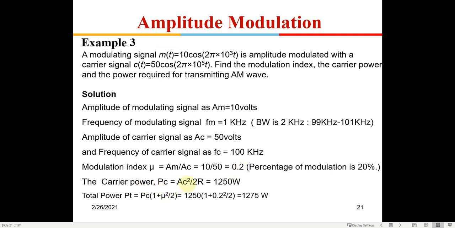The carrier power is Ac square by 2R. The amplitude is 50, and the RMS value is 50 by root 2, so the square of 50 by root 2 gives you Ac square by 2. Then R we generally take as 1, so you get the power. Once you have that, the total power is Pc into 1 plus mu square by 2. Mu is another term which we keep using for modulation index. It is m square or mu square or K square; different textbooks use different notation. Mu is nothing but the modulation index which we calculated here. So you put that in the formula and you get the total power.